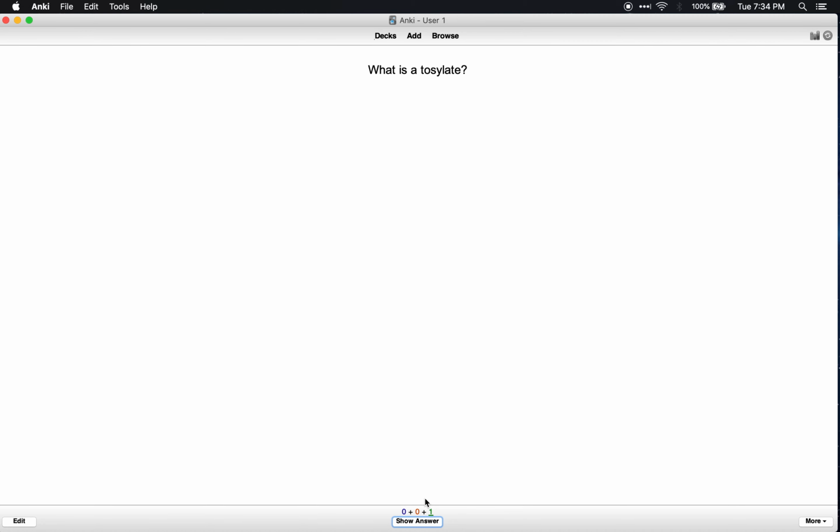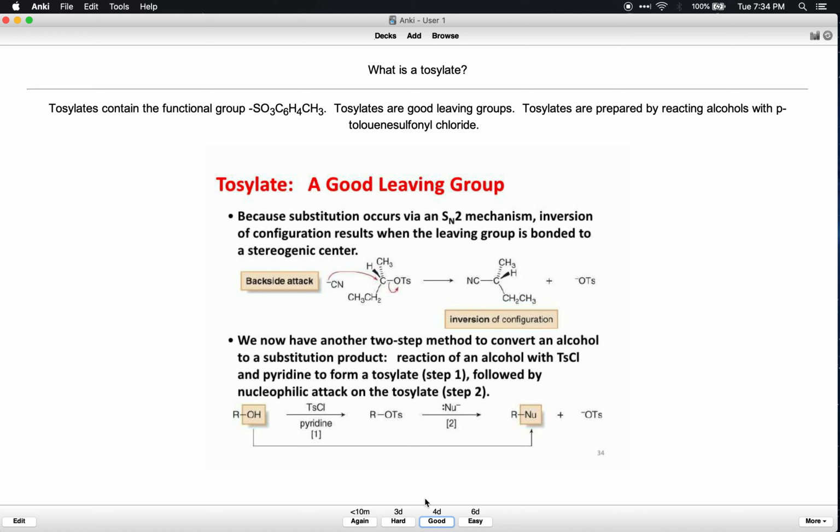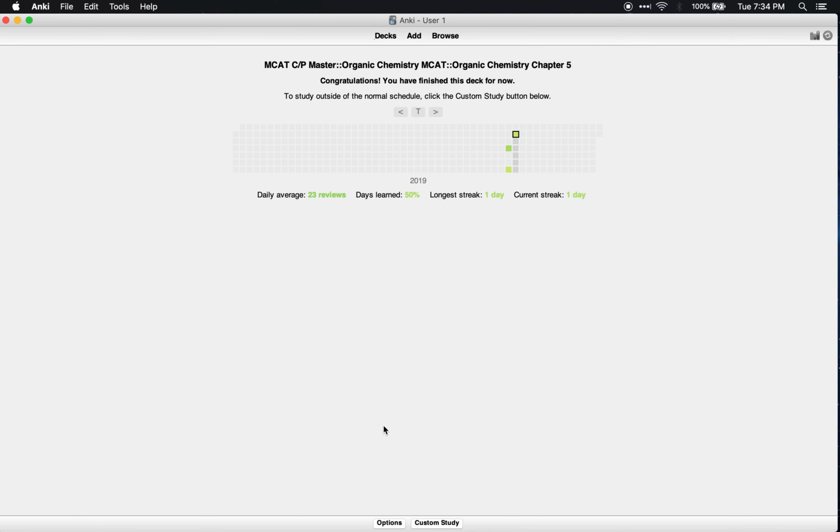Tosylate is another protecting group for alcohol. To form a tosylate, you react it with TsCl, and it'll react with an alcohol to form OTs as a leaving group. Yeah, TsCl or OTs. Cool.